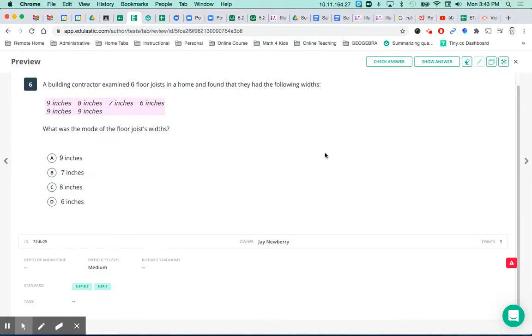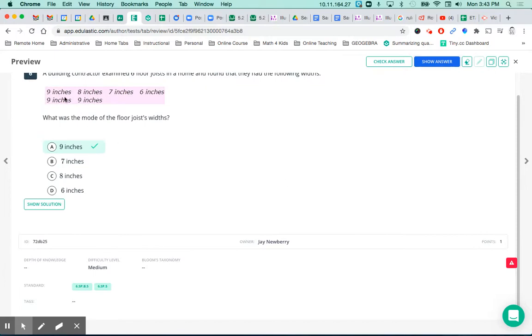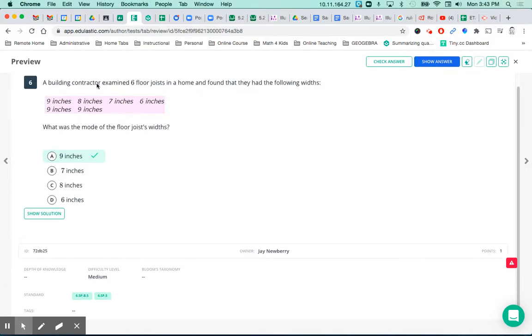Another mode question. In this case, 9 is going to be our answer, okay? Because 9 inches, it says a building contractor examined 6 floor joists in a home and found that they have the following widths. So 9 was the one that occurred most often, 3 times.